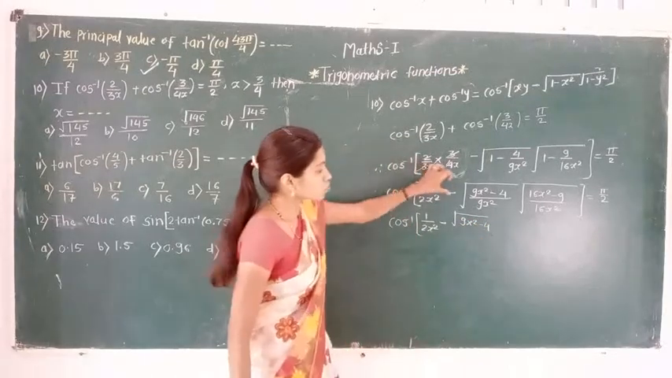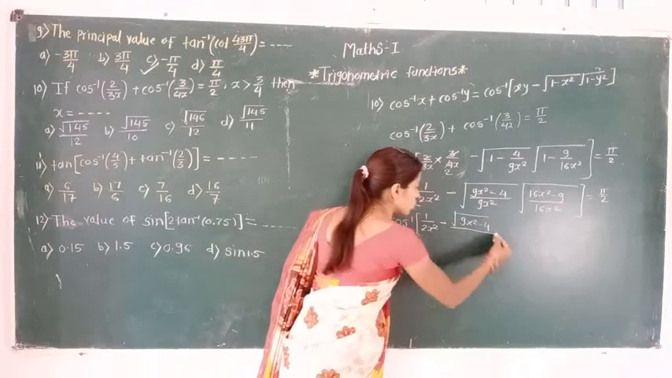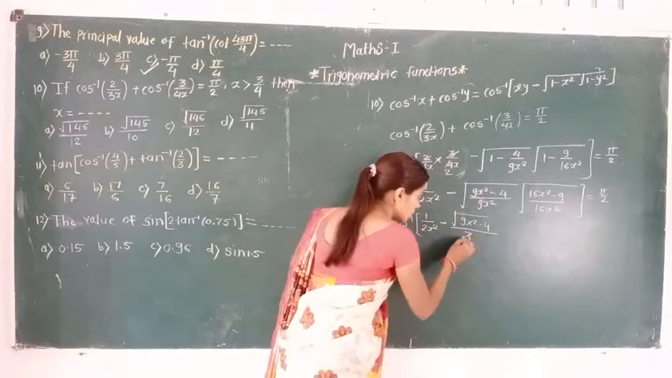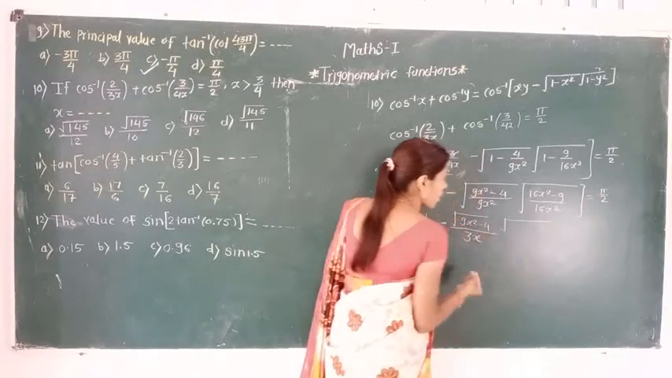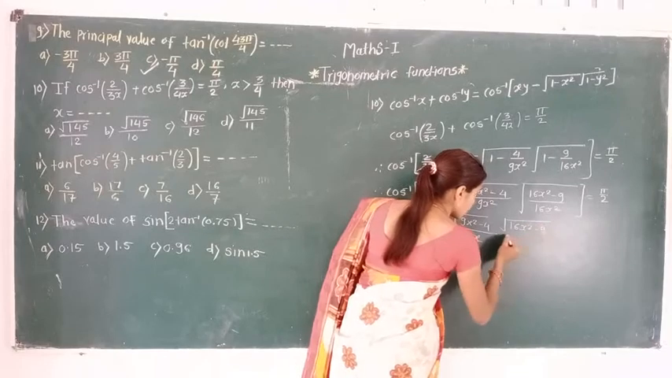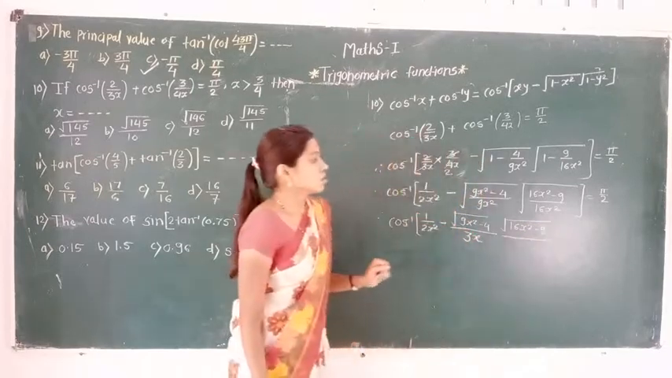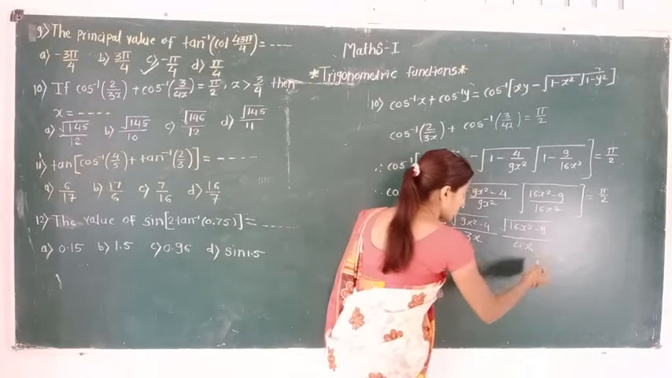So take the square root of the numerator and denominator. The numerator we take as it is. The denominator is 3x, and in that case the numerator is as it is, root of 16x square minus 9, divided by the square root of 16x square, which is 4x. Okay.